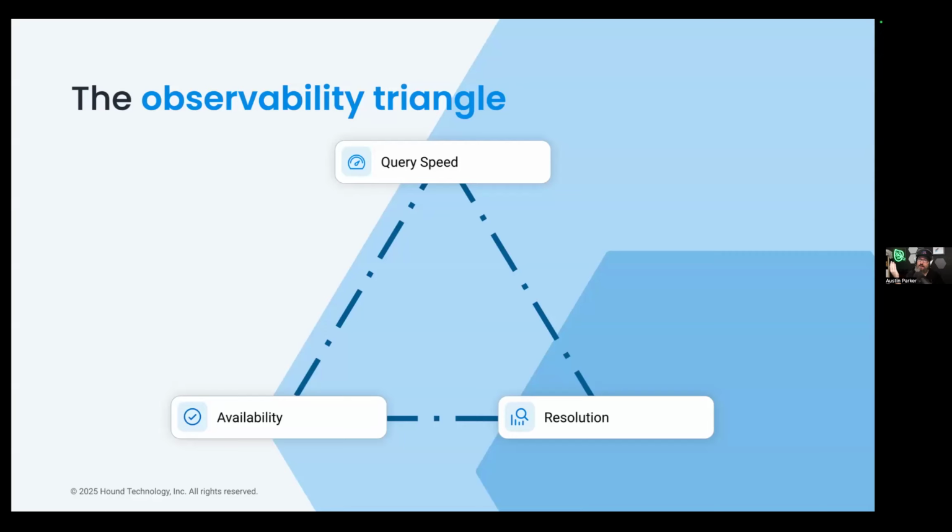Well, that's when we start talking about availability, right? The availability of metadata, the availability of dimensions, and the cardinality of those dimensions to let us really have a deeper understanding of what's going on in our system. The higher your availability, there's a trade-off with resolution or there's a trade-off with query speed.